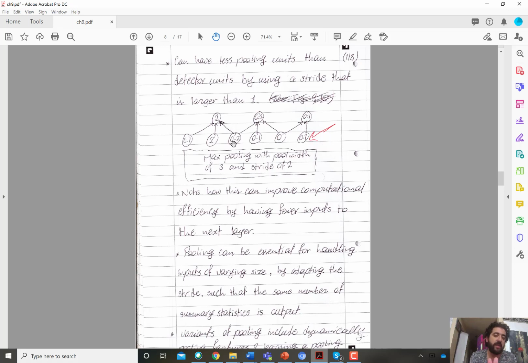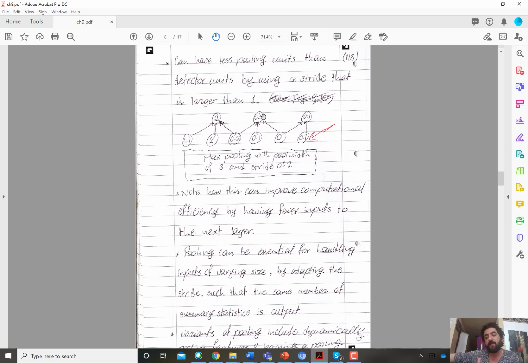So on one extreme, you could set this stride to be equal to the pool width, and that would eliminate any overlap between the different pooling units. So here, for example, this unit is common between the first pooling unit and the second pooling unit, because the stride is strictly less than the pool width. If the stride equals the pool width, you eliminate all the overlap.